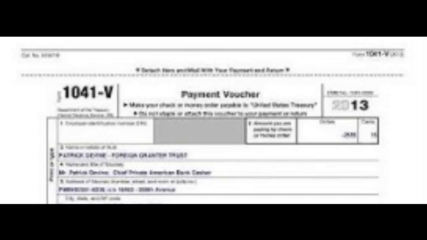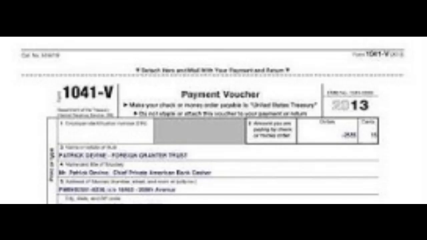1040 and 1041 forms. 1040 form, utilized for filing individual income tax returns, particularly when a Social Security number, SSN, is employed. 1041 form, used for estates and trusts, especially when an employer identification number, EIN, for a trust is available.